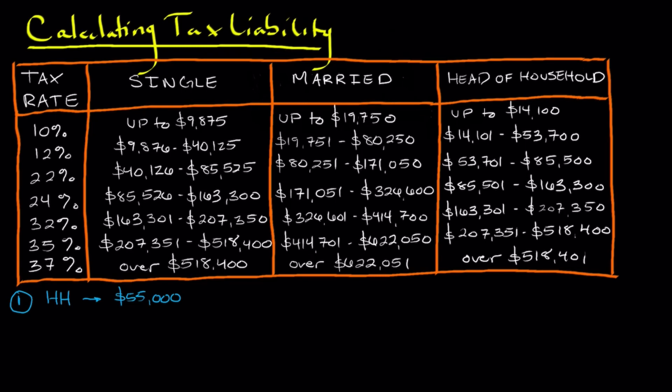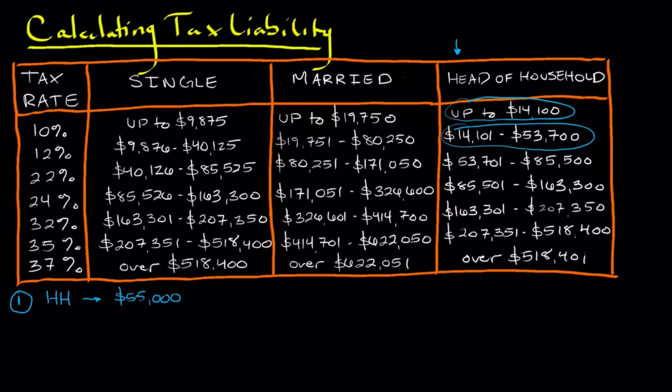The first thing we're going to do is go over to the head of household column, which you can see here. And again, you just look all the way across for the tax rate. I mentioned that the US has a progressive tax system. What this means is the first amount of money that we earn, up to $14,100, is taxed at the 10% rate. The next income in between $14,101 and $53,700 is taxed at the 12% rate.